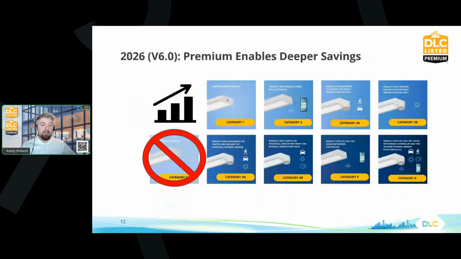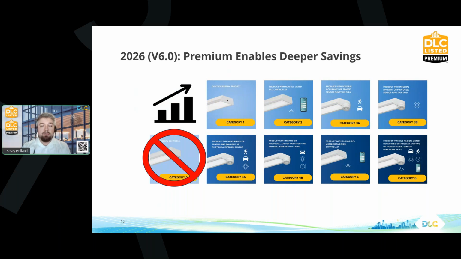deeper energy savings. So as I mentioned before, in version 3, the premium efficacy threshold was set at a higher bar than the DLC standard threshold, ensuring that right off the bat, you get the higher energy savings from an increased and improved luminaire level efficacy. Today, that's still in place. Version 6 maintains that efficacy delta over DLC standard, ensuring that the baseline savings that you get from a DLC qualified product that's being incentivized and replacing an older product or even a DLC standard product is there, right?